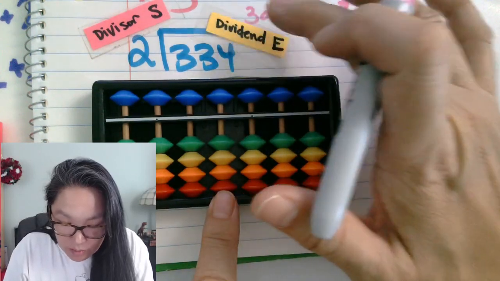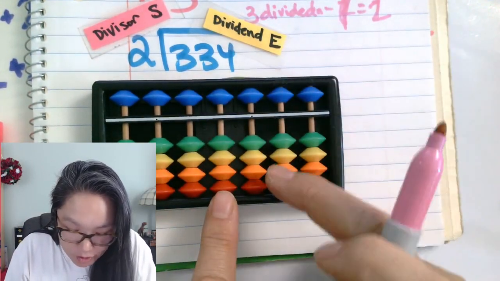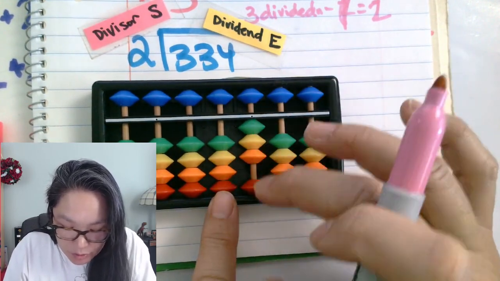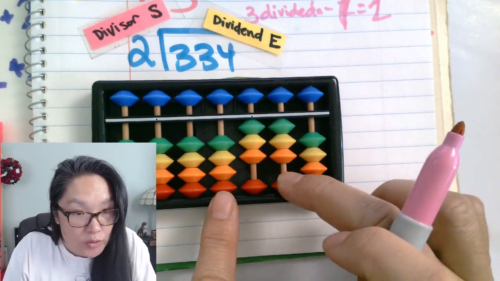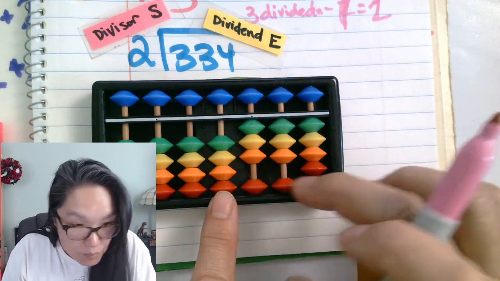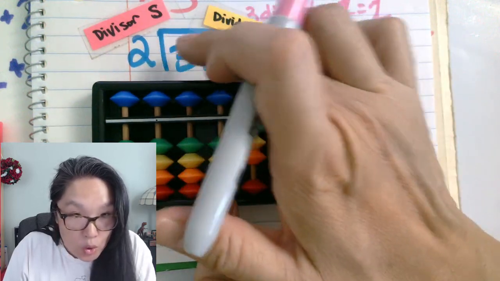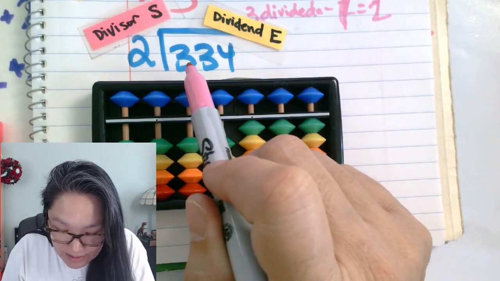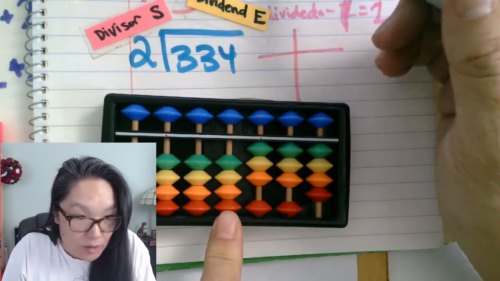So I'm going to put my dividend on the abacus. Don't think of it as 334. We're just using it as a place value, a placeholder. The reason we put it as a placeholder is because we're going to take it away here. We're going to do our subtraction here. Now the question is, who is bigger, my dividend or my divisor? Why are we doing that? Because I need to figure out if it's going to be 1 digit or 2.